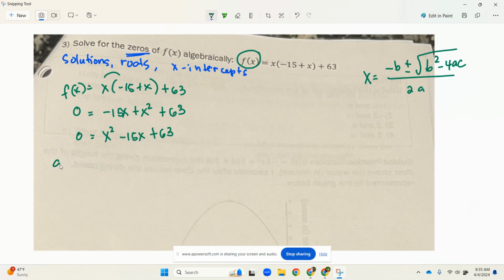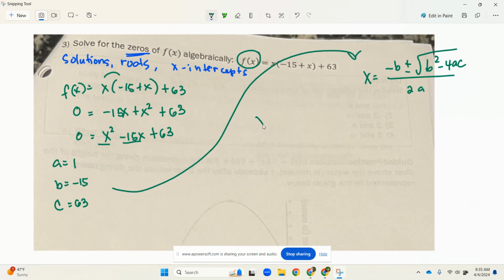What that means is that your a is 1. This is the coefficient of your x squared. Your b is negative 15. That's the coefficient of your x. And then c is 63, which is the constant. We will substitute that into this formula right there. So we'll say x equals negative b, so that means negative of negative 15. That's going to be positive 15 plus or minus the square root of negative 15 squared.